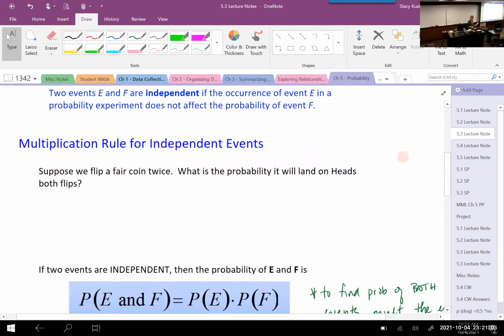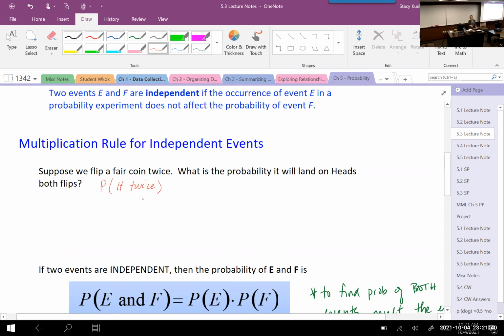Now, let's go back and revisit our probability here. Suppose that we flip a fair coin twice. What is the probability that it will land on heads? Now, if we go all the way back to what we talked about last week and come up with a sample set, what are the possible outcomes? Suppose we flip it, what is the probability that it lands on heads twice?